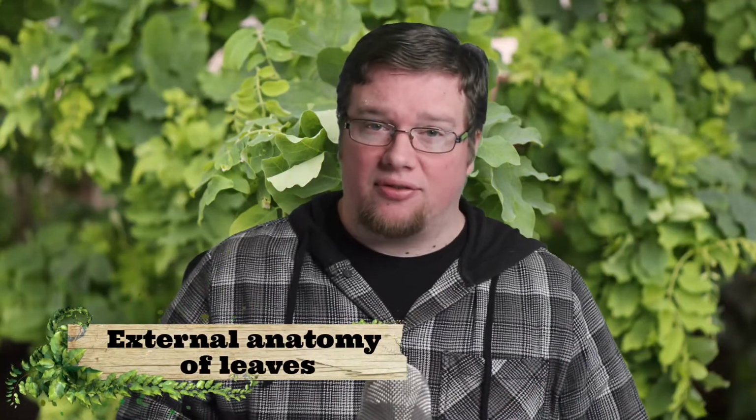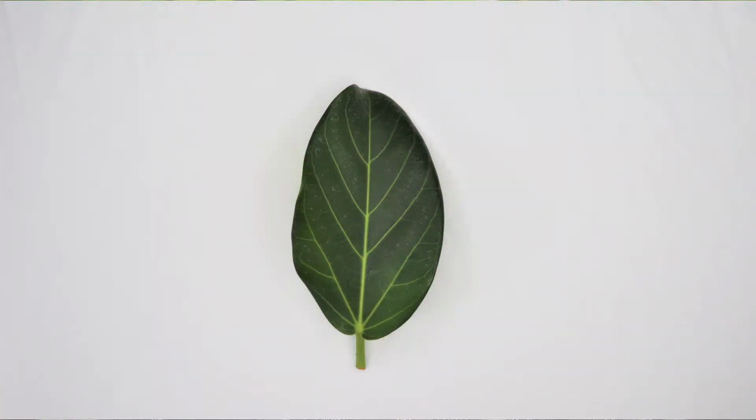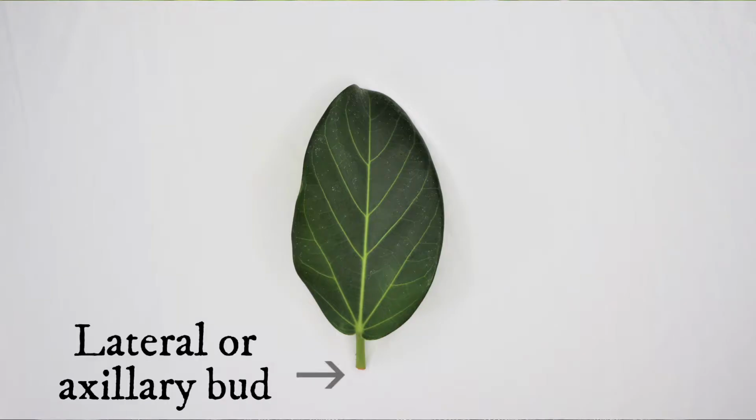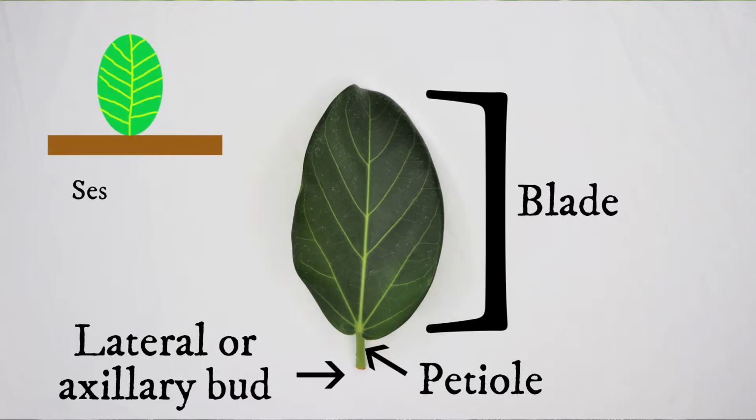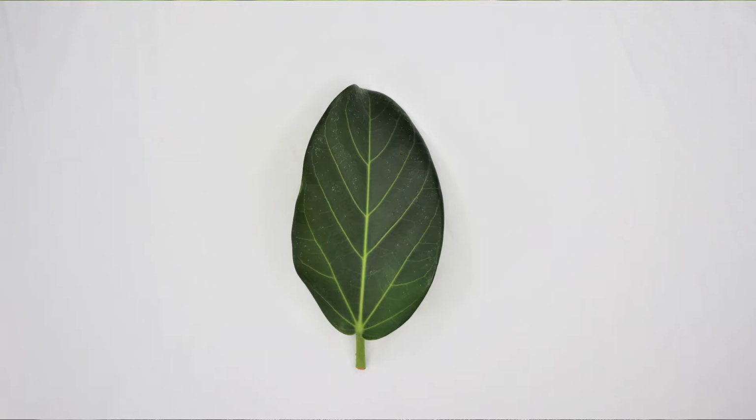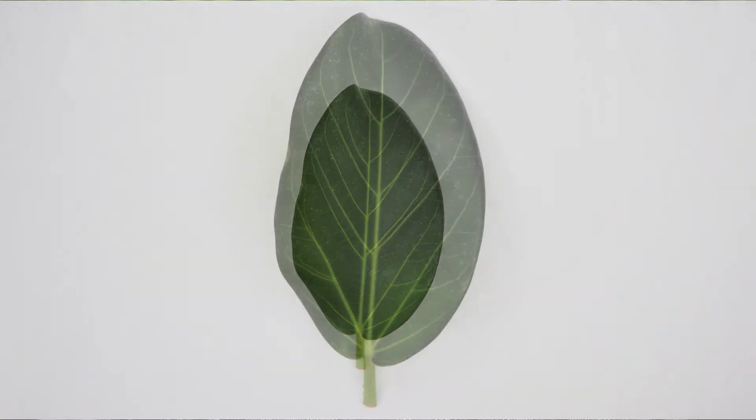Next, let's talk a bit about the external anatomy, or the visible parts of a leaf. If you take a look at this diagram of a leaf, you'll see that leaves originate from a spot which we call the lateral or the axillary bud. And the two main parts of a leaf are called the petiole and the blade. Now, the petiole is simply the thin stem-like part of a leaf that attaches it to the stem. Now, some leaves lack a petiole, and these are called sessile leaves, and the blade is the flattened part of the leaf. Now, let's take a closer look at the details of the blade.